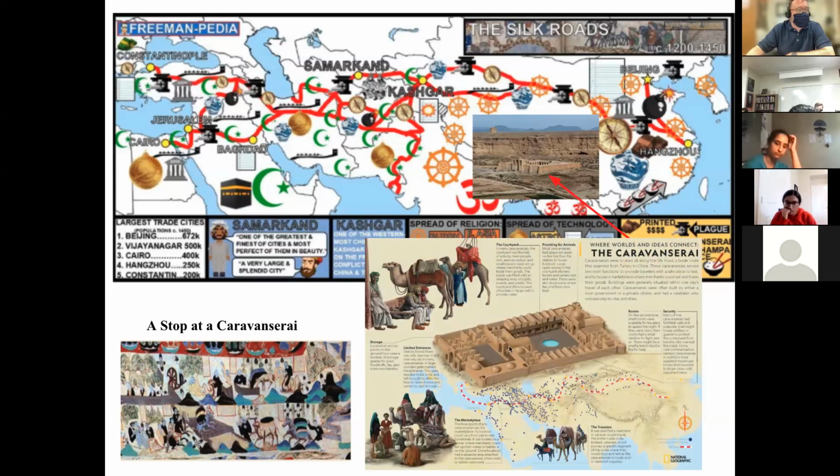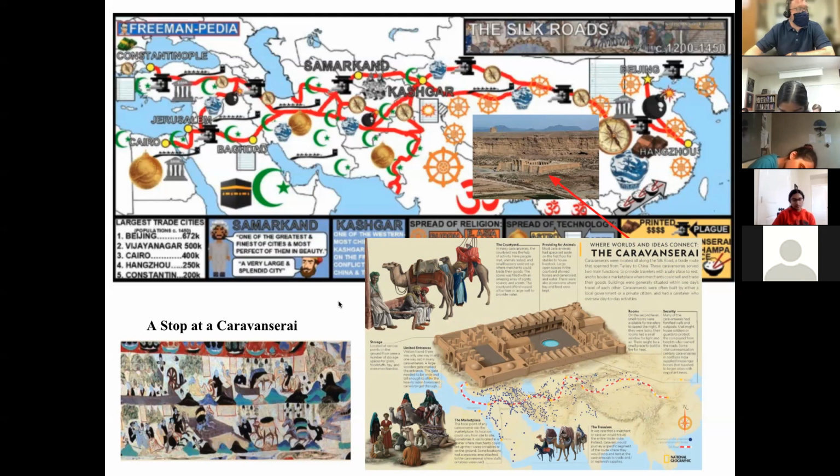And the importance of these things, caravan stops, is that some of these develop into cities that still exist. Like Samarkand is one, Kashgar, these points along the Silk Road that develop into cities because they're connected to this spread of goods, ideas, and people.